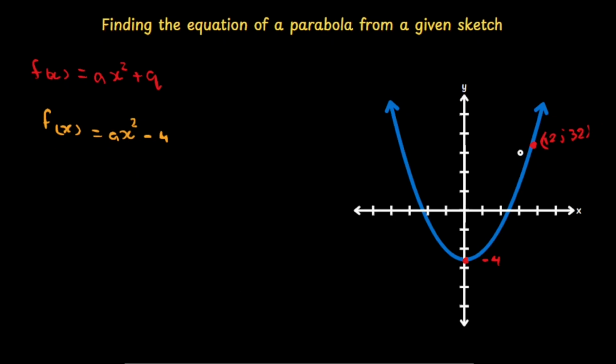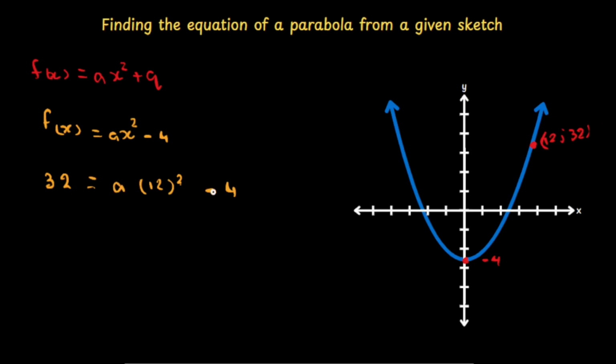Because on the screen right now, you can see that we do know another point on this parabola, and that is the point (12; 32). So if I substitute that point into the equation that we just obtained, I get a y value of 32 is equal to a times, what is my x value? 12. So 12 squared, minus 4. Okay. And now we only have one unknown variable, and that is a.